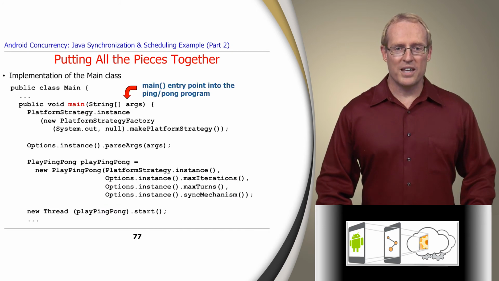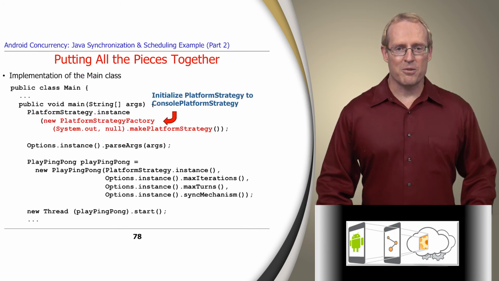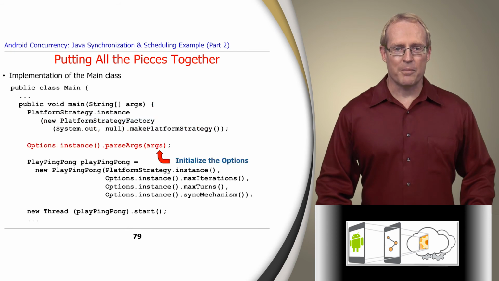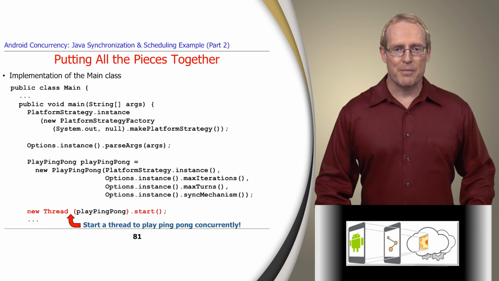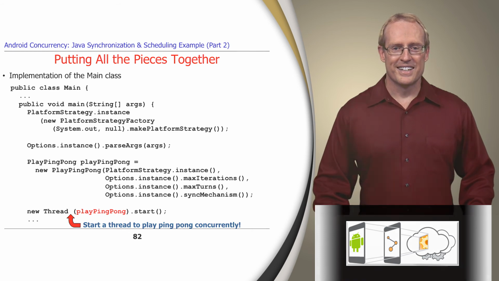The main entry point method in the Main class sets all the pieces in motion. It uses the factory method pattern to initialize the platform strategy object, which in this case is the console platform strategy, then initializes the command line options, which can be used to control the number of ping-pong iterations, and finally initializes the PlayPingPong object with the requested parameters. When all this initialization completes, an anonymous thread is created and started to run the PlayPingPong object, which triggers all the concurrent ping-pong algorithm processing discussed earlier.